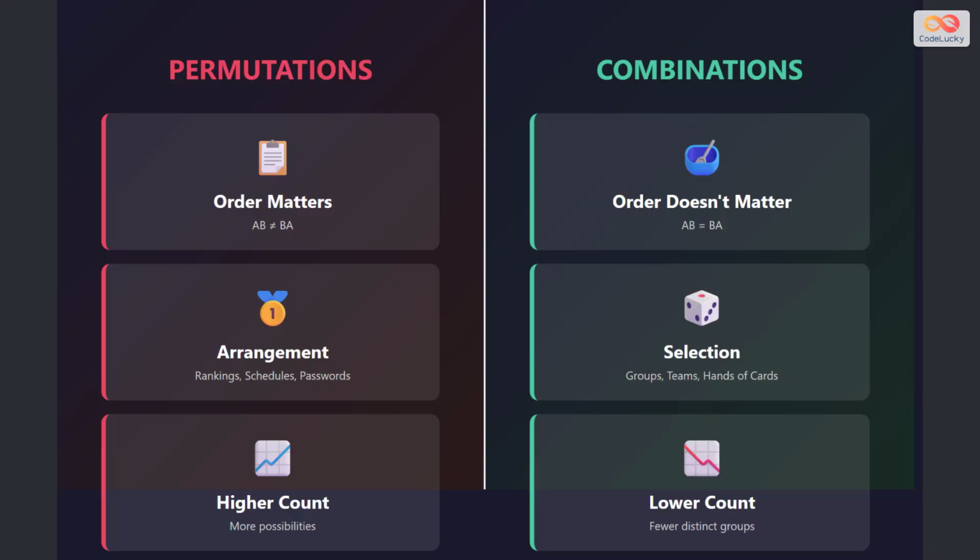Here is the side-by-side comparison. Permutations are for lists, rankings, and codes, where AB is different from BA. Combinations are for groups and sets, where AB is the same as BA. Because permutations count every order, their result will always be a larger number than combinations for the same inputs.